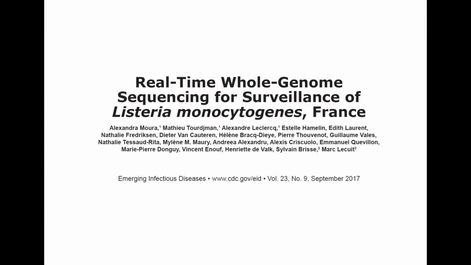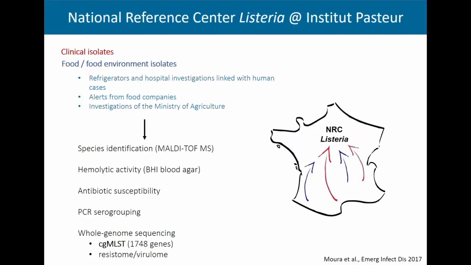So having developed this technique in collaboration with these colleagues, and this technique being quite convenient and allowing exchanges between centers and so on, we decided to test in real life and real time what would be the advantage of using whole genome sequencing for surveillance of Listeria monocytogenes in France, so that we compared it to the gold standard method, which is pulse field gel electrophoresis, which is a whole method I won't detail here.